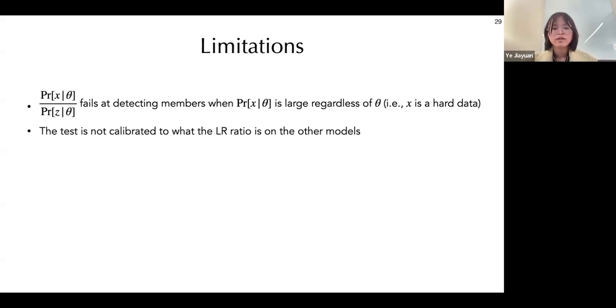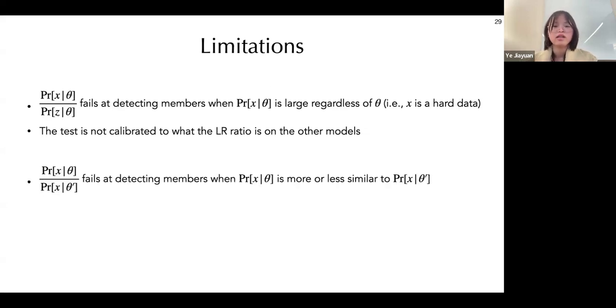And therefore, in a sense, it's saying this test is not calibrated to what the likelihood ratio is on other models, because it could be large just because of properties due to this specific data rather than its membership signal.